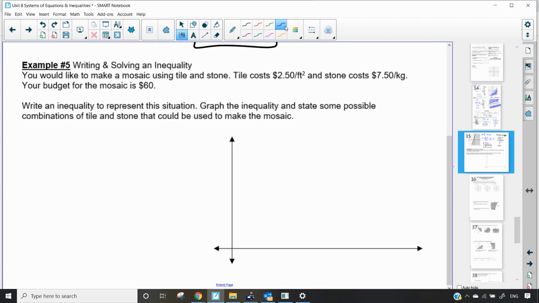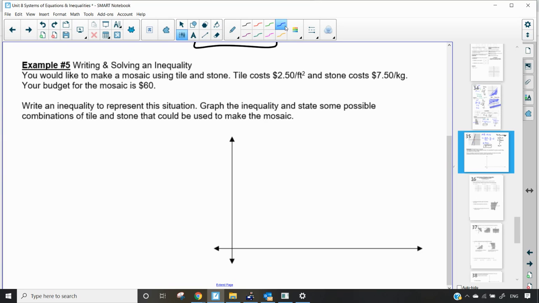Now for our last example, we're going to take a look at an application. So in this example, you would like to make a mosaic using tile and stone. Now tile costs $2.50 per square foot and stone costs $7.50 per kilogram, but your budget is $60. So the reason this is an inequality is because when we're talking about budgets, we want to make sure that we spend $60 or less. So we want to make sure that our costs are less than or equal to 60.